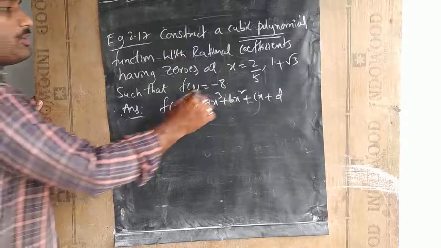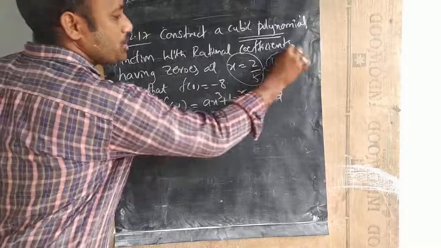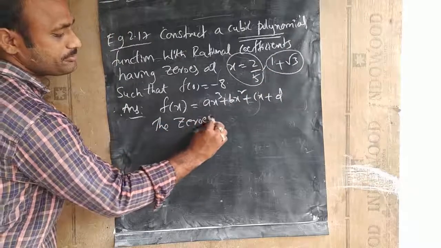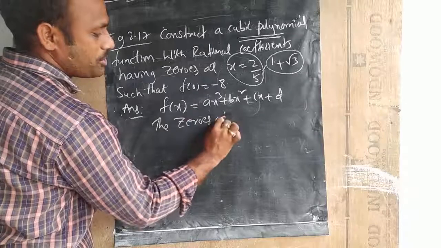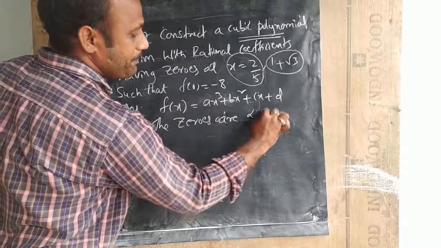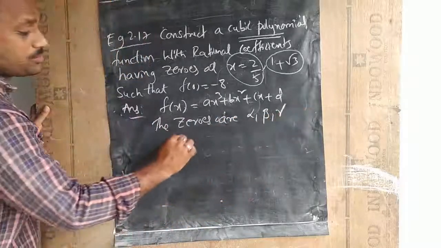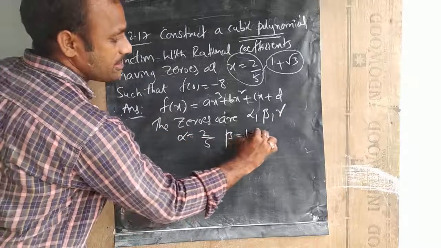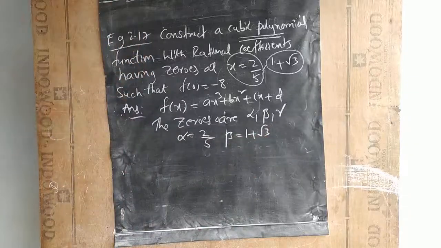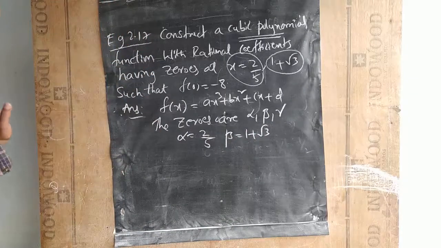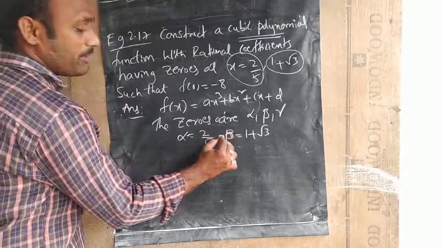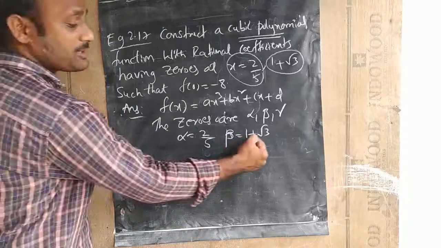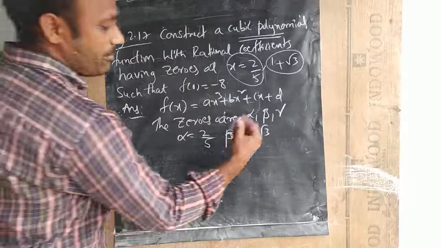Now, how many zeros are given here? 2 zeros are given. Actually the zeros are alpha, beta and gamma. So alpha is given as 2 by 5, beta is given as 1 plus root 3. Previous to this we discussed one thing: whenever in your polynomial a plus root b is there, or else a minus root b is there, then what will be the other root?